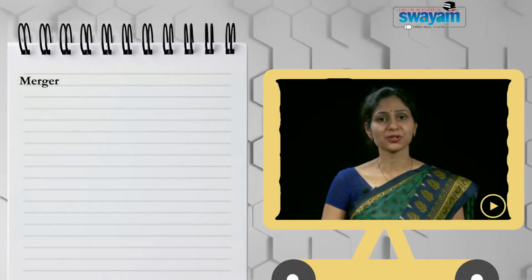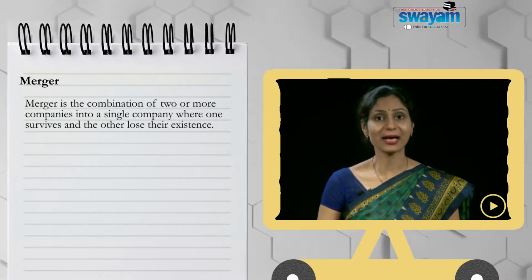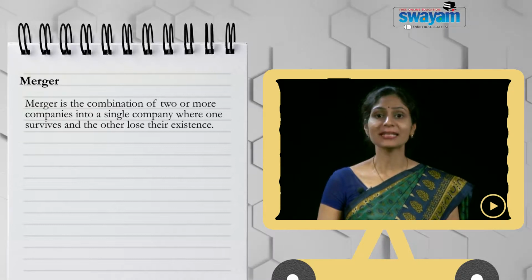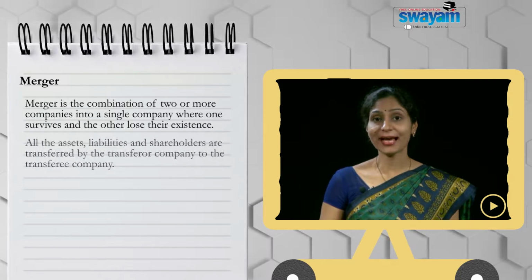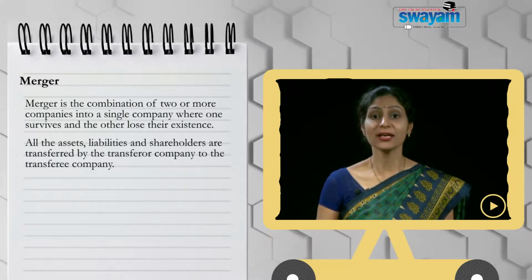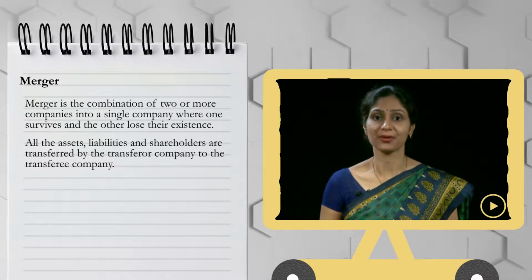Now let us discuss and understand the meaning of each one of these forms of corporate restructuring exercises very briefly. The first one is merger. What is a merger? Merger is the combination of two or more companies into a single company where one survives and the other loses its identity. In case of a merger, all the assets, all the liabilities and all the shareholders are transferred by the transferor company to the transferee company.